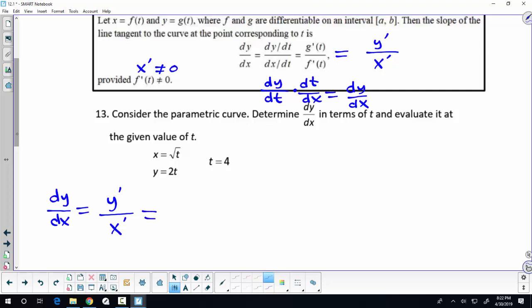Okay, so what is the derivative of y with respect to t? 2. The derivative of x with respect to t? Do you all agree? Okay, so there we have our y prime over our x prime. We just simplify that to get the derivative of our parametric representation. We're just going to multiply top and bottom by 2 root t.